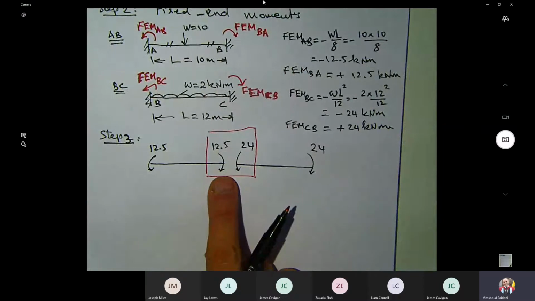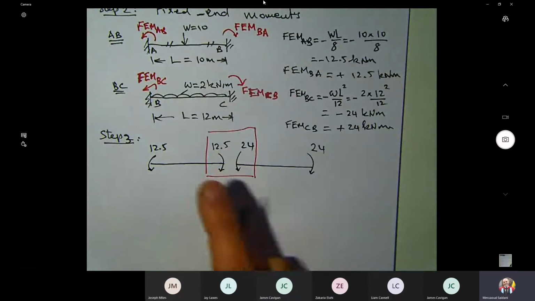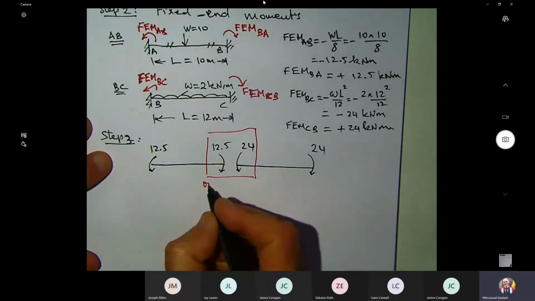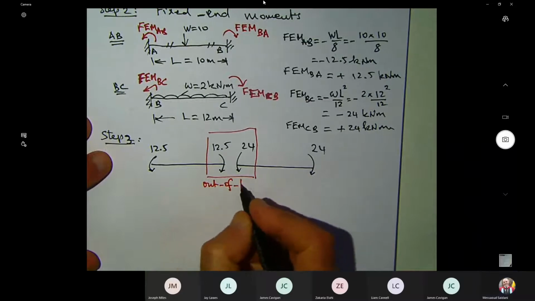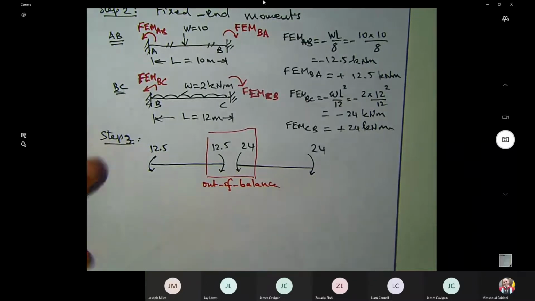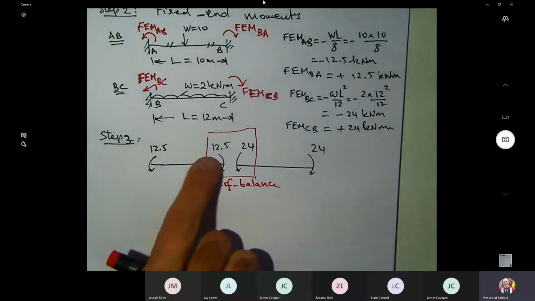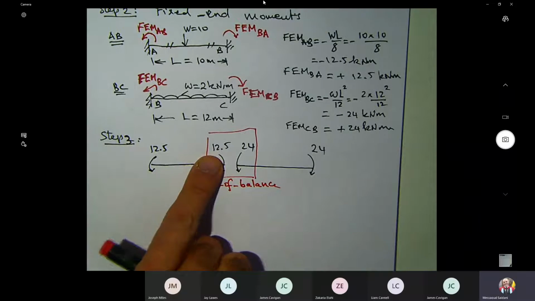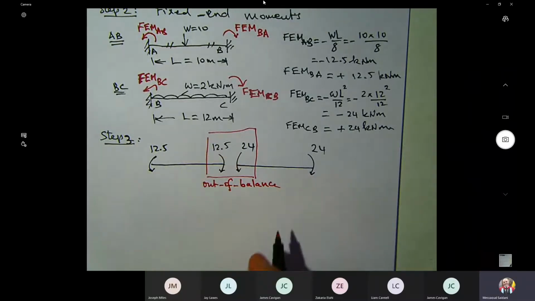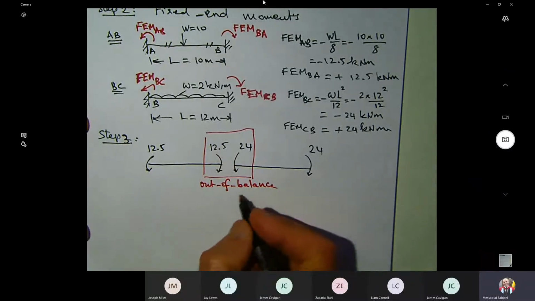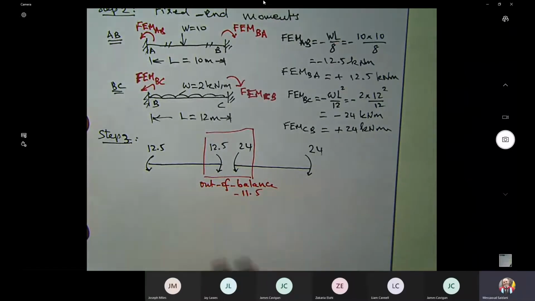Whereas here you can see that we have got an out of balance here. We have an out of balance of how much? Do you agree? It's minus on this side, plus on this side. So we have 11.5 with a minus. Okay, it's an out of balance of 11.5.